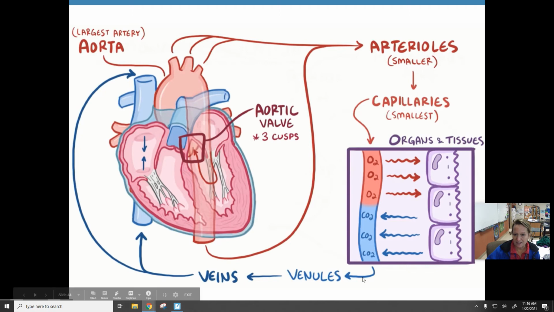The capillaries are connected to smaller veins, larger than capillaries, called venules. The venules dump into larger vessels called veins, and then the veins are going to join up into the inferior and the superior vena cava, and we will start all over again. So that's the systemic circulation.